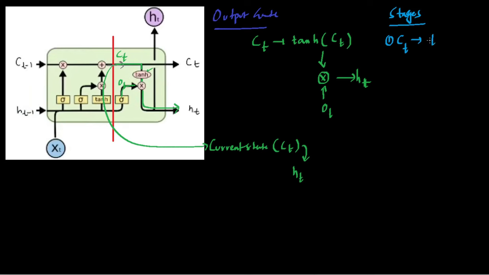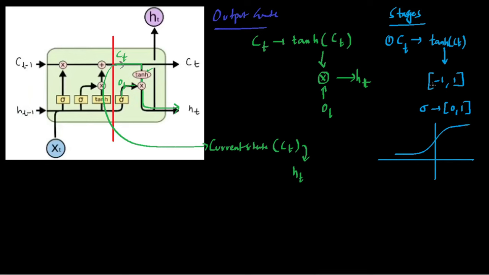Calculation of CT, which gets through the tanh function. And what is the output of tanh? If you remember the activation functions, the sigmoid function always lies between 0 and 1. The sigmoid function is like this. The tanh function lies between minus 1 and 1, so the tanh function is basically like this. So my first stage is very simple: CT comes in, there is a tanh layer that CT goes through, and finally CT gets converted into tanh of CT.